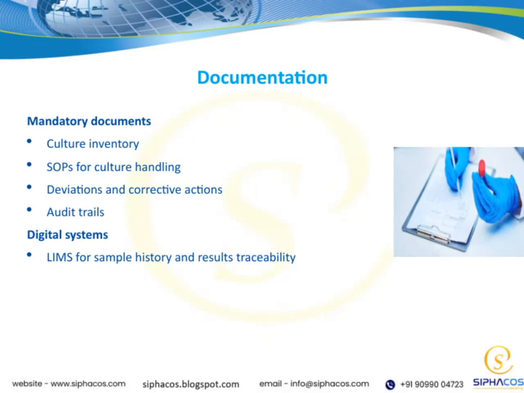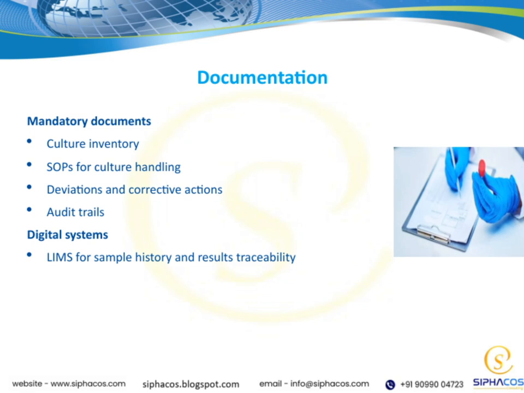Let's now turn our attention to the crucial aspect of documentation. First, we have mandatory documents that form the backbone of our compliance and quality assurance processes. These include a comprehensive culture inventory, which helps us keep track of all the cultures we work with. Next are SOPs, or Standard Operating Procedures, specifically for culture handling. These SOPs ensure that everyone follows consistent, validated methods to maintain culture integrity and safety.